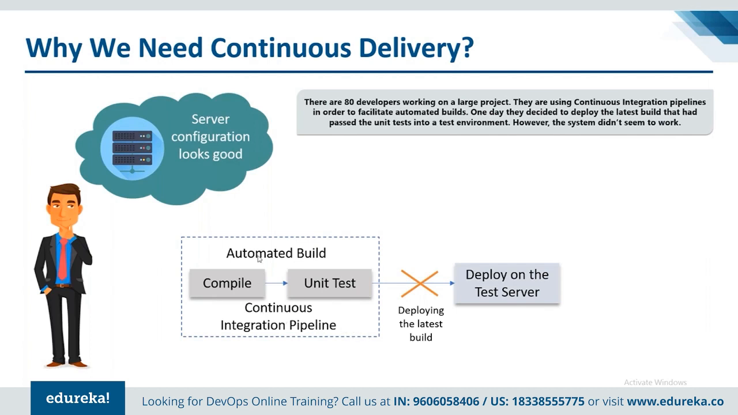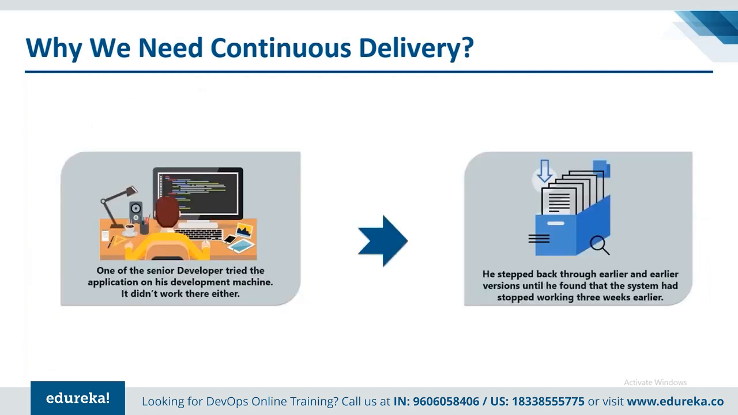So what happened here? Once we have the automatic build from the continuous pipeline and the test reports came in, they wanted to deploy this to the real environment, or we can say deploy this to the test servers. And again, this deployment failed. All right. Now, why exactly did it fail, and why exactly do we need continuous delivery?